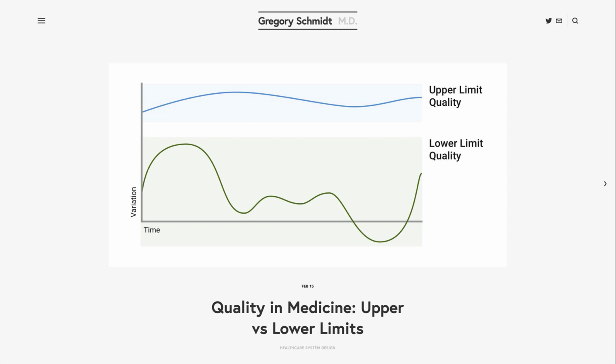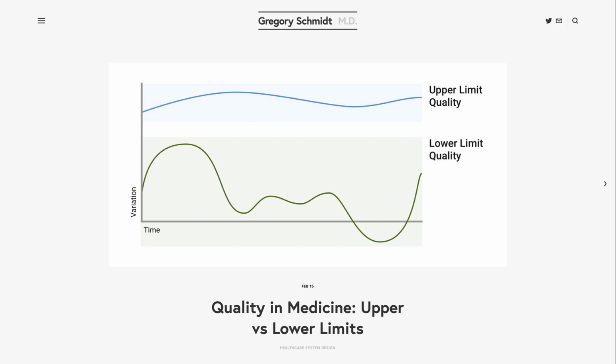And so there are definite ways which we can move away from just measuring the upper limit quality in medicine to try to really understand the lower limit quality, the day-to-day variation of the system under regular operating conditions and the day-to-day variation of the system under extreme stress.